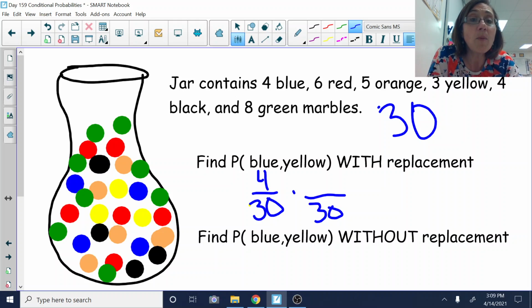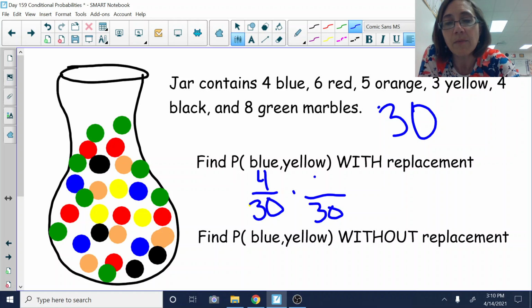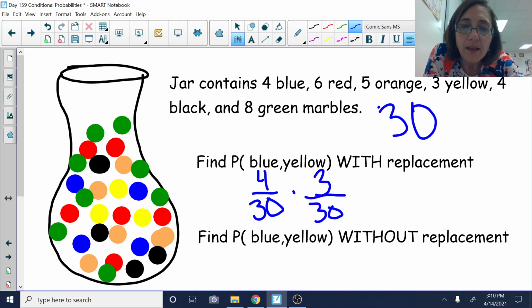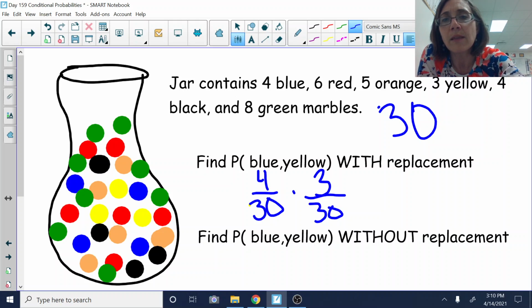And on this draw, I'm hoping for a yellow. Well, how many yellow marbles are in there would make me say, oh, woohoo, I got it. Well, if you look, there's 3 of them in there. So that would be a 3 up here. I think we can do some reducing with this.